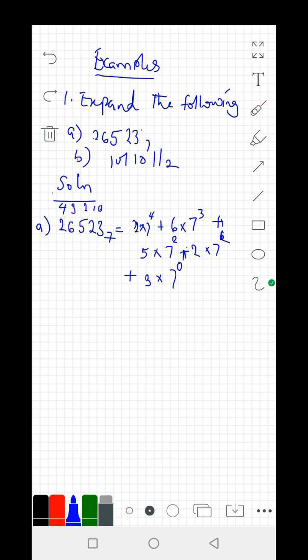If you want to go further from there, you find what 7 raised to the power of 4 is and multiply it with 2. So let's quickly, you can make use of your calculator there.